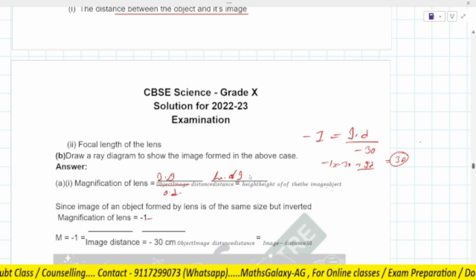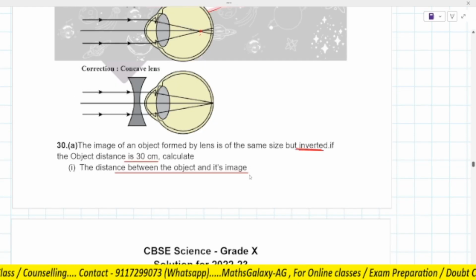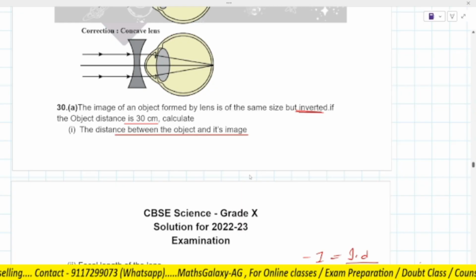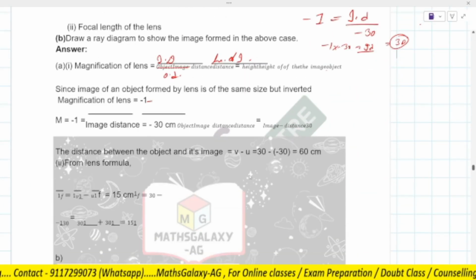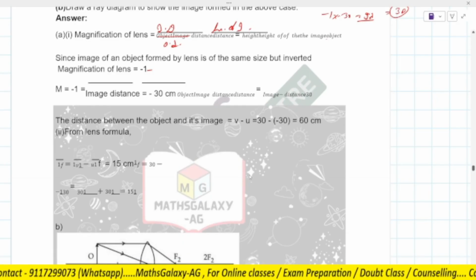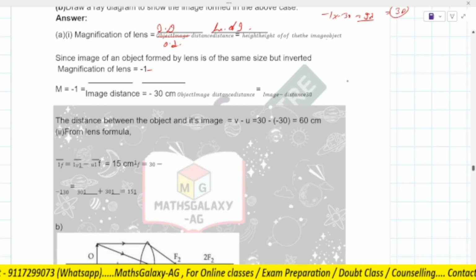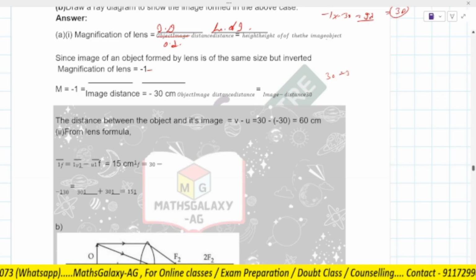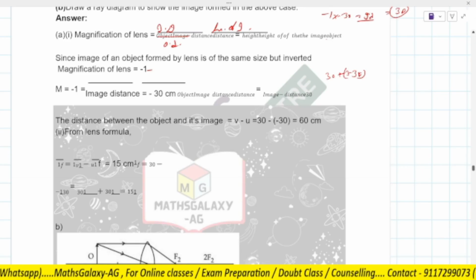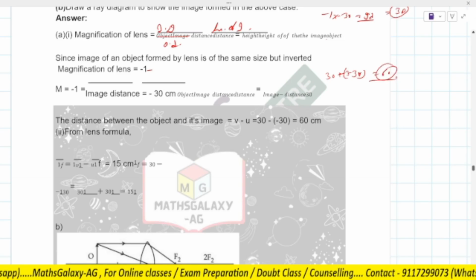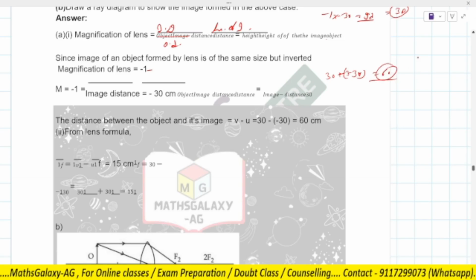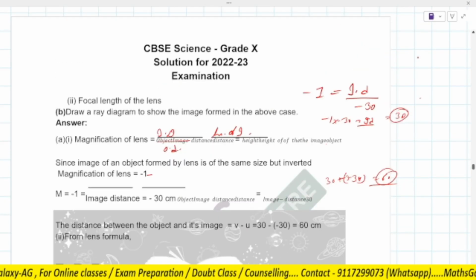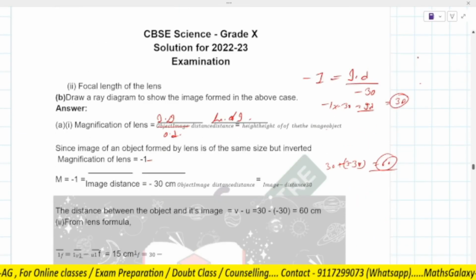So the distance between the object and its image. As it is formed inverted, it is -30. Now the distance between the object and image will be 30 and then -30, plus minus, and then -30. It will be 60. Is it clear? Any doubt? No doubt. Okay, sir. Now after that you have to find the focal length.